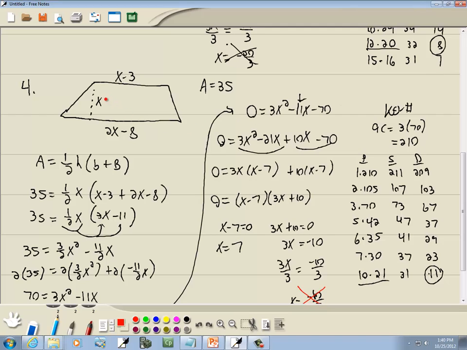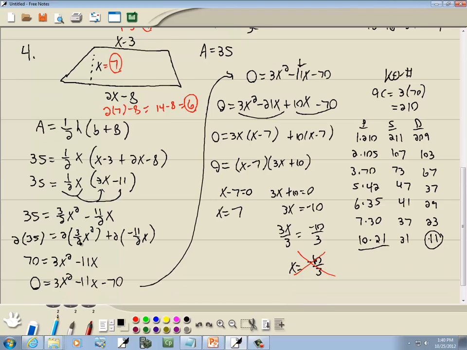So if I come up here, that means my height is 7. This one would be 7 minus 3, which means this distance is 4. And this one would be 2 times 7 minus 8, 14 minus 8, which gives us 6. Now you're sitting there looking at that, and you're thinking, well, this distance, if that's 7, there's no way that's 4. Again, these aren't proportionally drawn. I haven't made any kind of effort in that regard. Anyway, those are our answers.